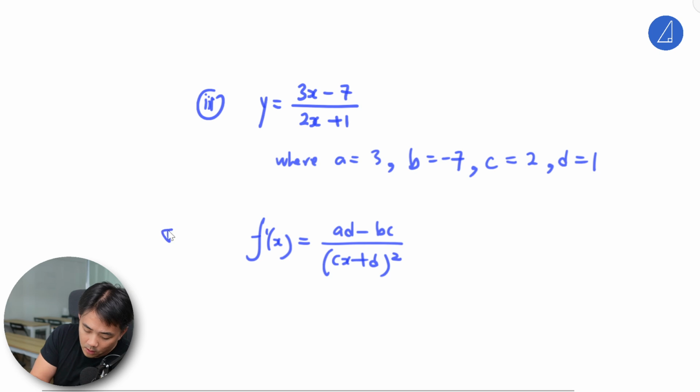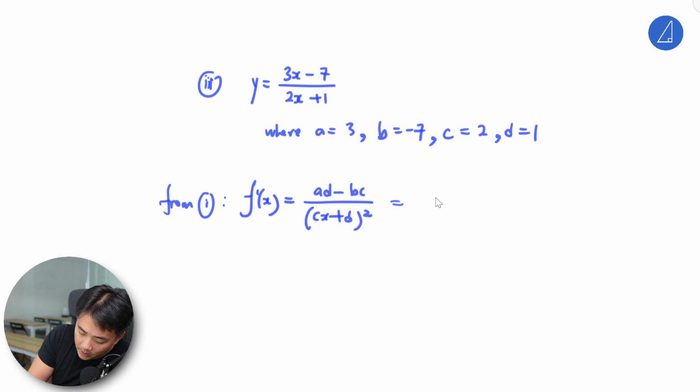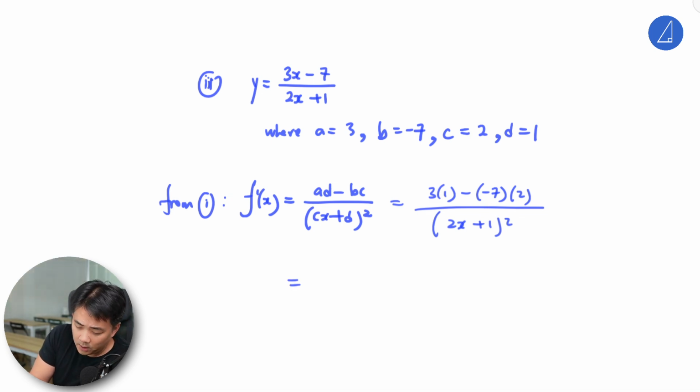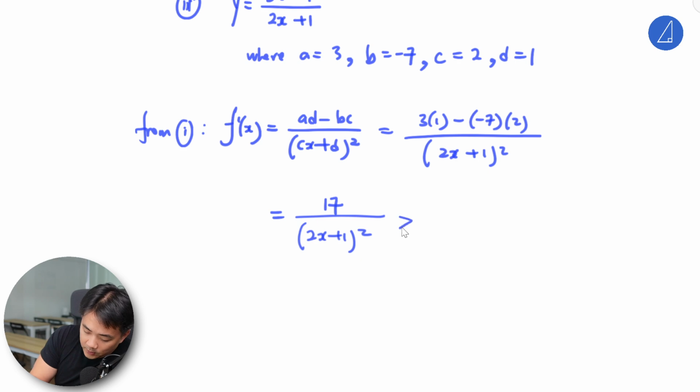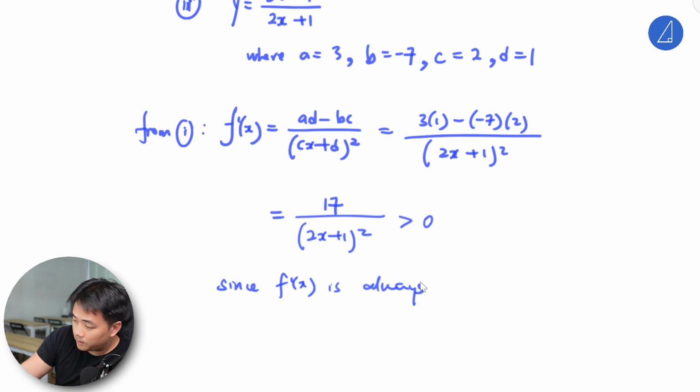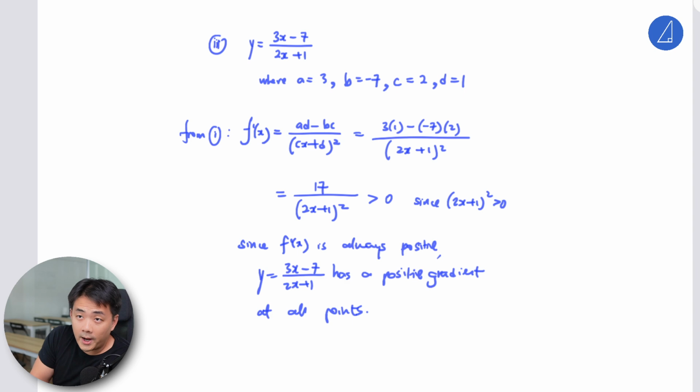So from part 1, we know that f prime of x will be ad, so it's 3 times 1, minus b, negative 7, times 2. Then this will be over (2x plus 1) squared. Obviously this is always positive: 3 plus 14, which is always positive. Since f prime of x is always positive, that's why (3x minus 7) over (2x plus 1) has positive gradient at all points.